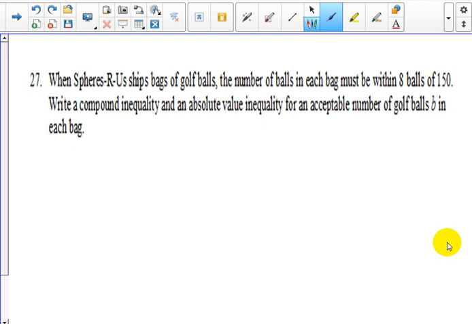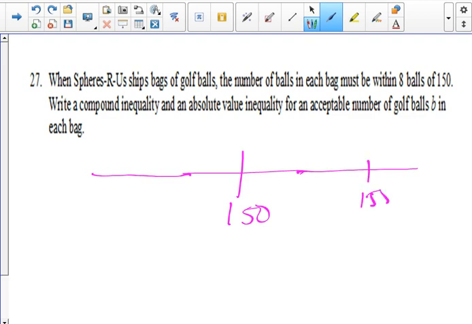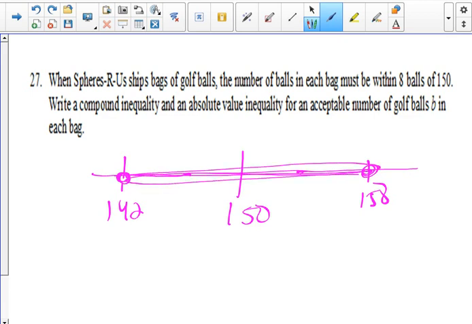So 27 says, when shipping bags of golf balls, the number of balls in each bag must be within 8 balls of 150. So if I've got 150 here, and it's got to be within 8 balls of 150 balls, that means it could be 8 more at 158, or it could be 8 less at 142, and inclusive. So it could be any of this, right? And then that makes it the middle point, with this being 8 more and this being 8 less.